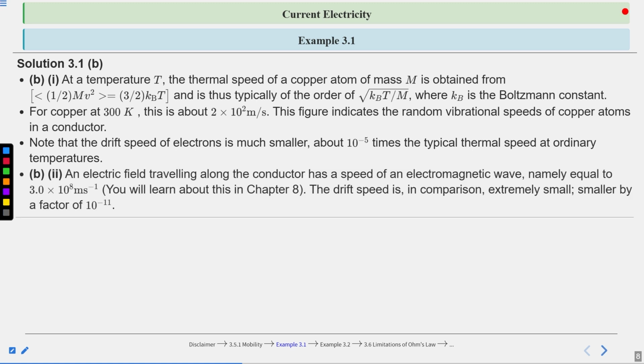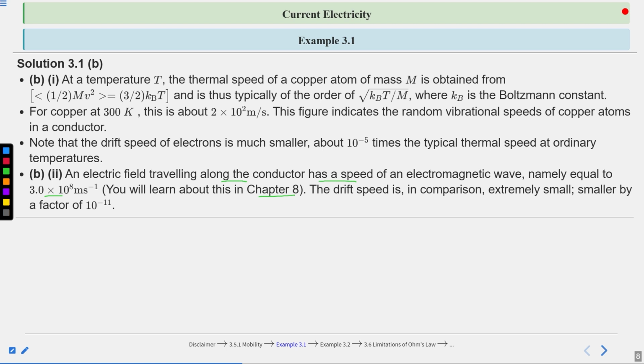Now the second part: an electric field traveling along the conductor has the speed of an electromagnetic wave. The electric field is traveling with the speed of an electromagnetic wave, that is 3 into 10 raised to power 8 meter per second. That is the speed of light. You will learn about this in chapter 8, which is completely devoted to electromagnetic waves. In that chapter you will learn that the electric field travels with the speed of light, 3 into 10 raised to power 8 meter per second.